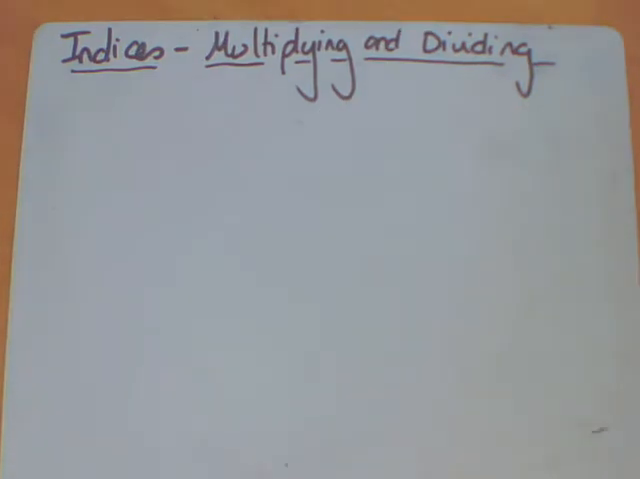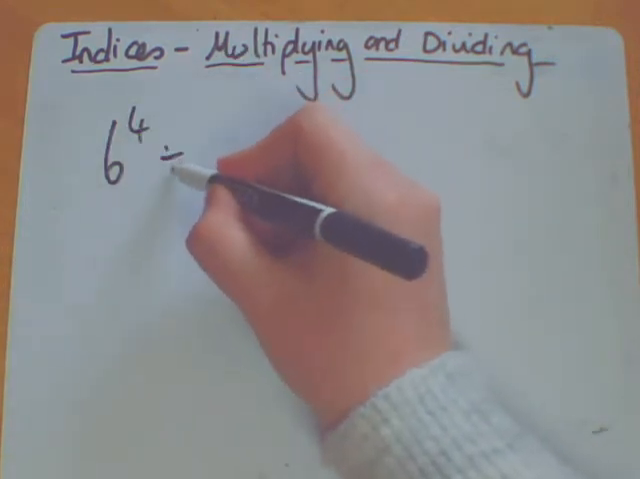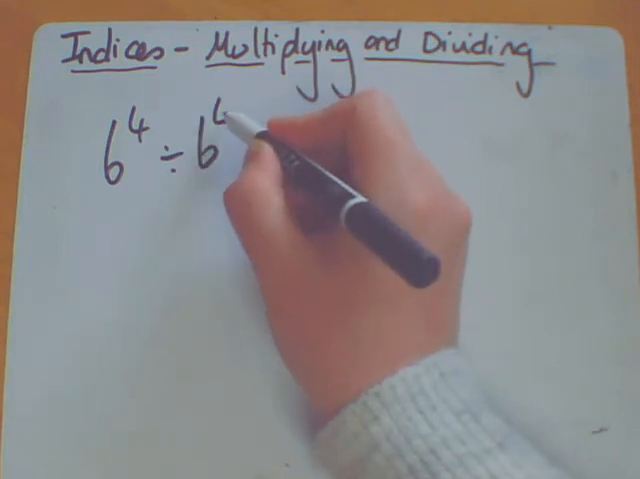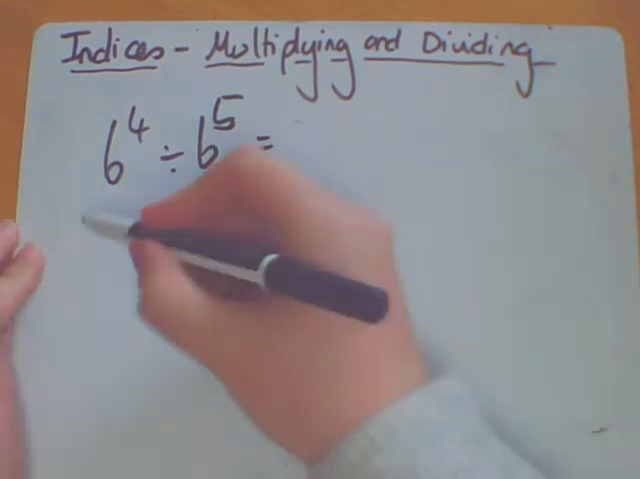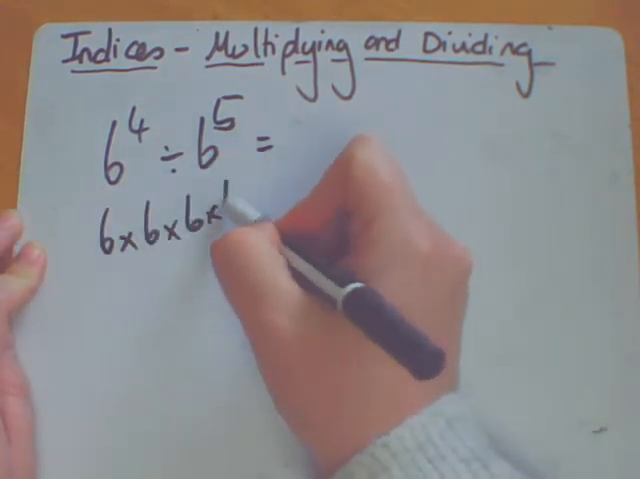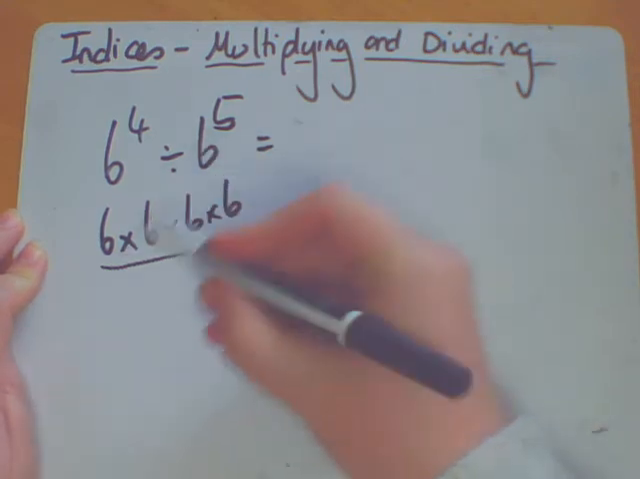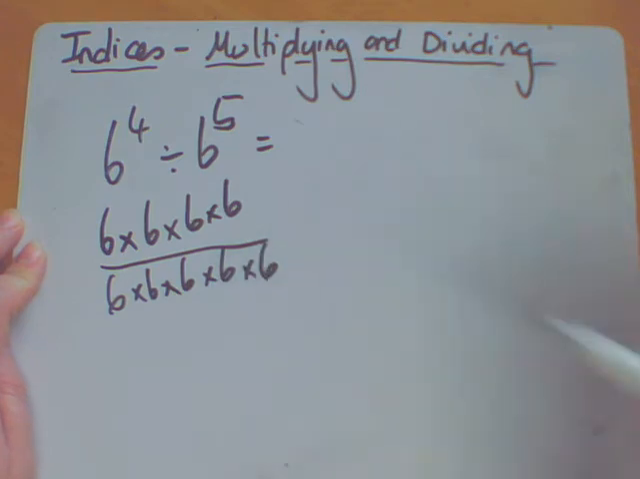So for dividing, the same principle occurs. You need to make sure that the base number is the same. So let's take 6 to the 4 divided by 6 to the 5. So this is telling me that I've got 4 6's as the numerator of my fraction, and I've got 5 6's on the base of my fraction, the denominator.